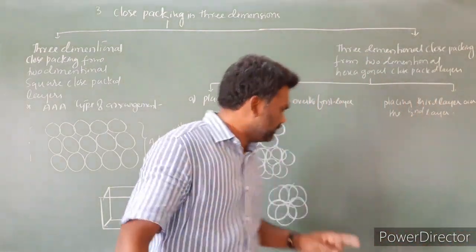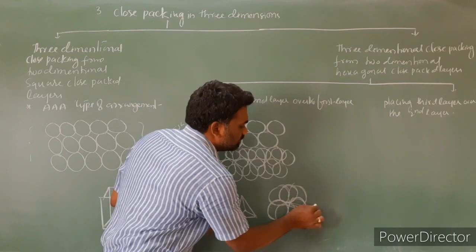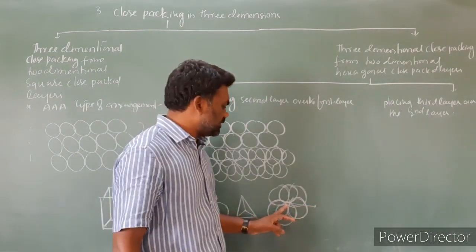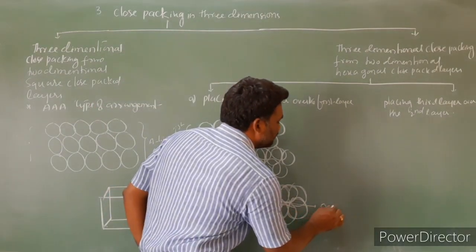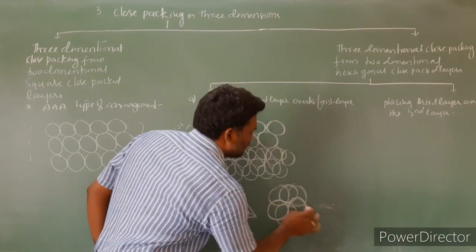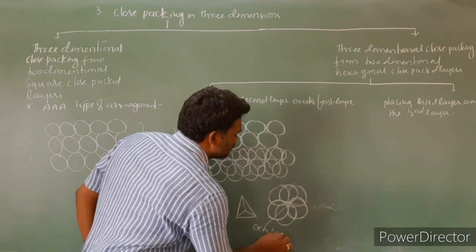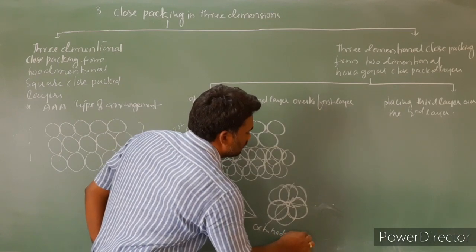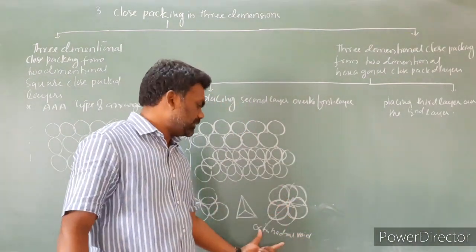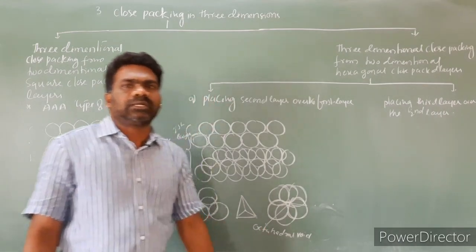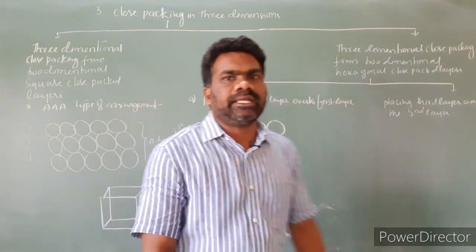Between the six spheres, empty space is developed. This is the empty space. This empty space is nothing but a void. So we are calling it an octahedral void. I am writing it: octahedral void. The centers of these six spheres joined give an octahedron, so we are labeling it as an octahedral void. Tetrahedral void is formed, as well as octahedral void is formed.